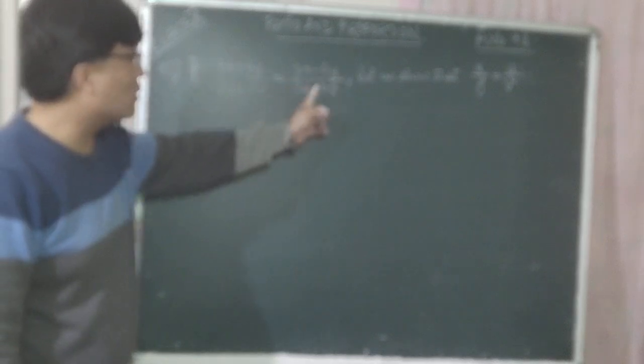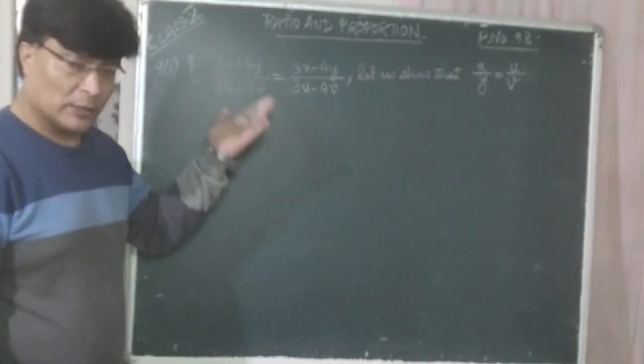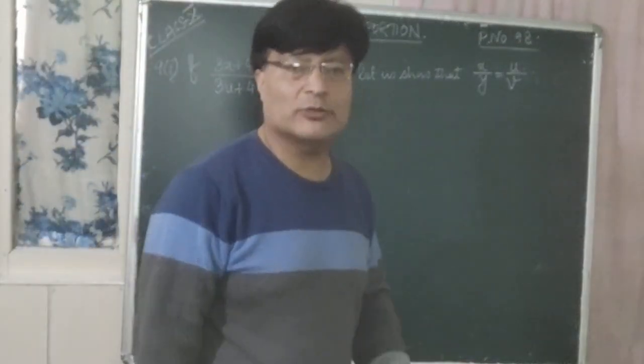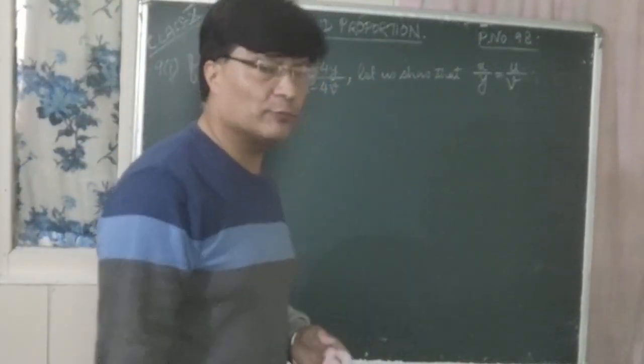So now we'll do the next question, that is question number 1 of 9. So what is given here? If (3x + 4y) upon (3u + 4v) is equal to (3x - 4y) upon (3u - 4v). So it is the given part. You have to prove that x upon y is equal to u upon v only. You have to prove it.